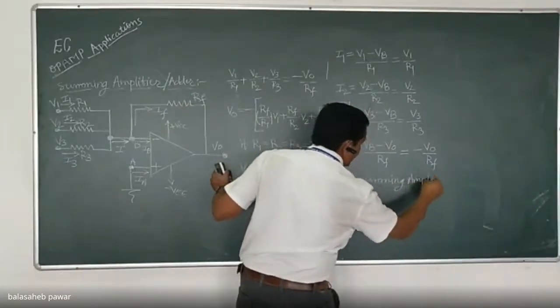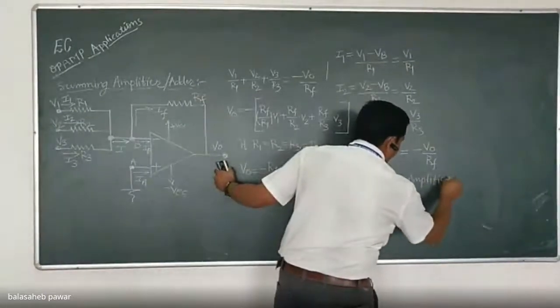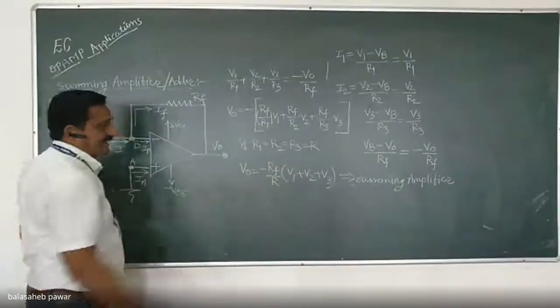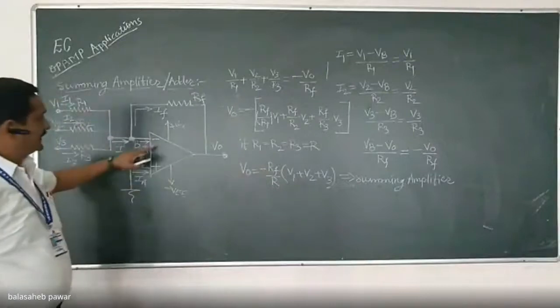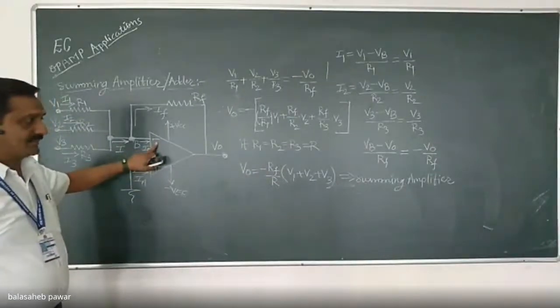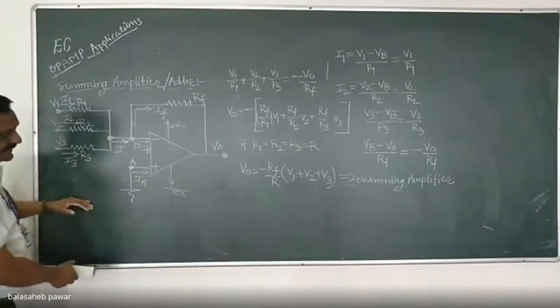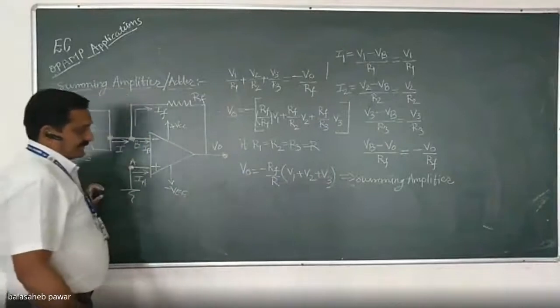Because addition is done, its amplification is also done. Amplification is by RF by R times. This negative sign is due to the inverting configuration of the op-amp. If you use all these three sources at the non-inverting terminal, then you will get the output on the positive side. Right.